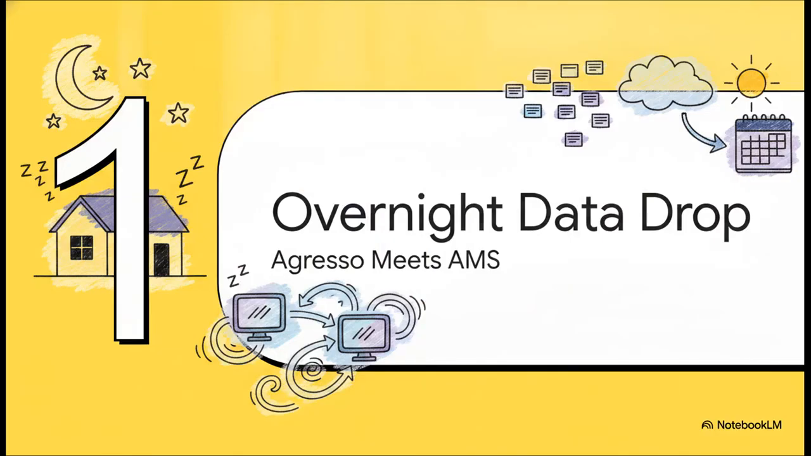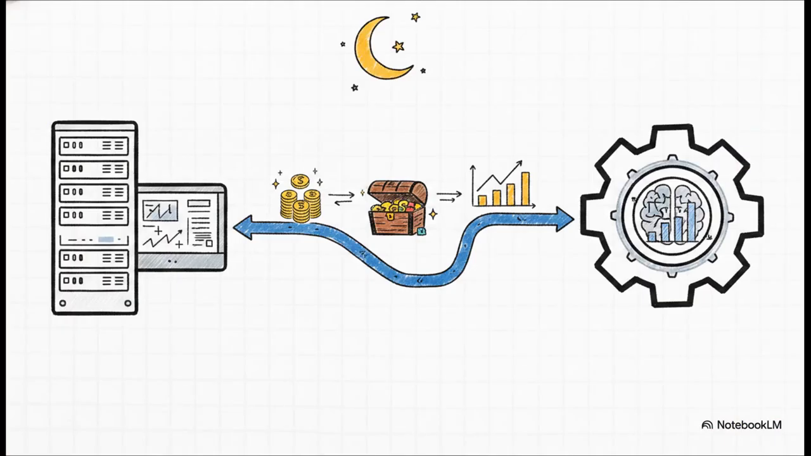All right, phase 1, the overnight data drop, where Agresso meets AMS. Honestly, I kind of love this part, because Agresso basically works the night shift so our human team doesn't have to. While we're all logged off and fast asleep, the systems are wide awake and chatting.